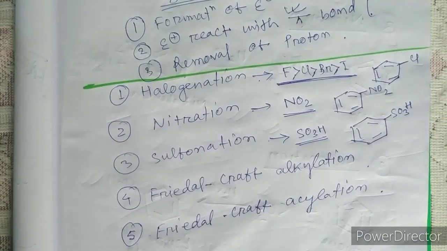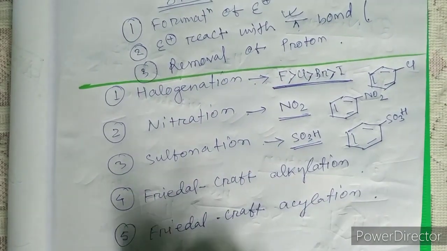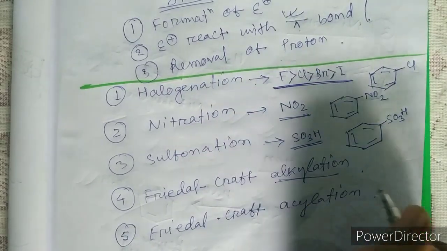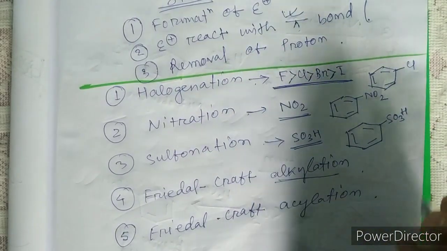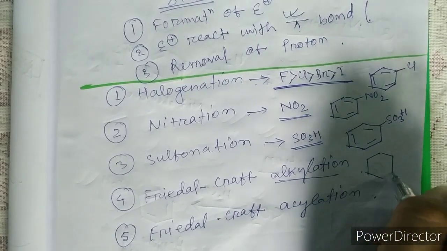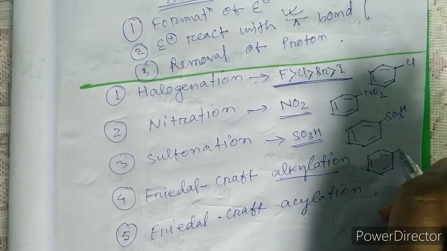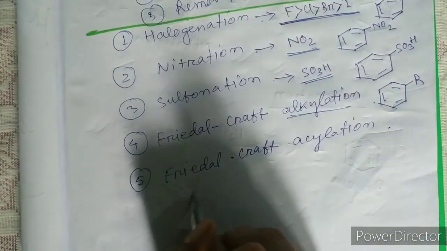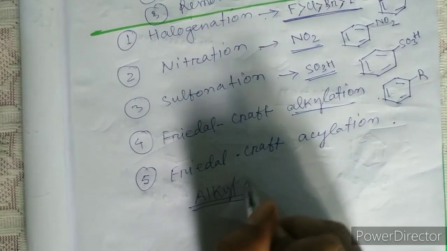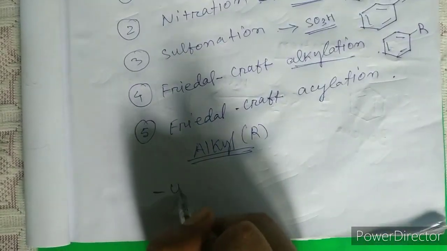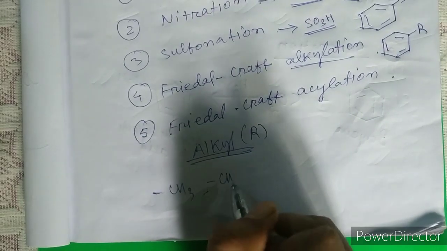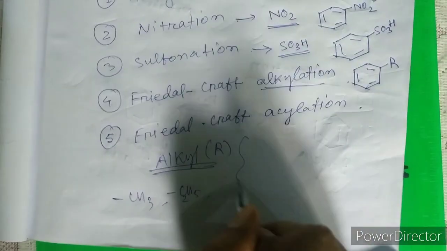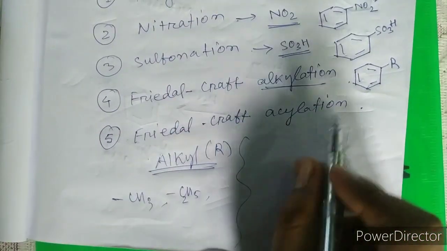Friedel-Crafts alkylation and Friedel-Crafts acylation. These are two almost same kind of reaction, but let's see what is going to happen. This is alkylation, so definitely an alkyl group is going to add to that benzene. So you will see at the end, I am just writing here R. R means any alkyl group. So it can be methyl, it can be C2H5 ethyl or anything like that. Any alkyl group can react with that.